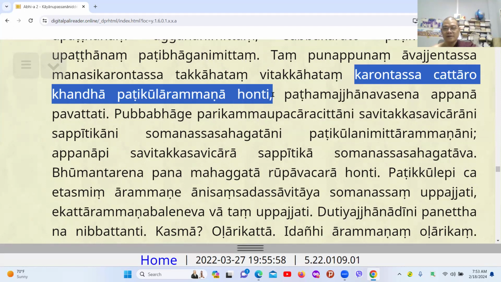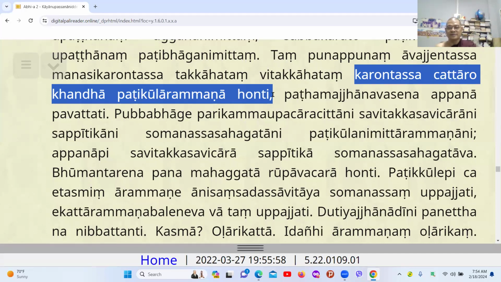Firstly, only the 32 parts of the body appear as repulsiveness. But if you do it again and again, if you consider it as repulsiveness again and again, finally the four khandas become the object. The four khandas means the wholesome mind: the jhana, sati, sampajanna, viriya, all these are the four khandas.